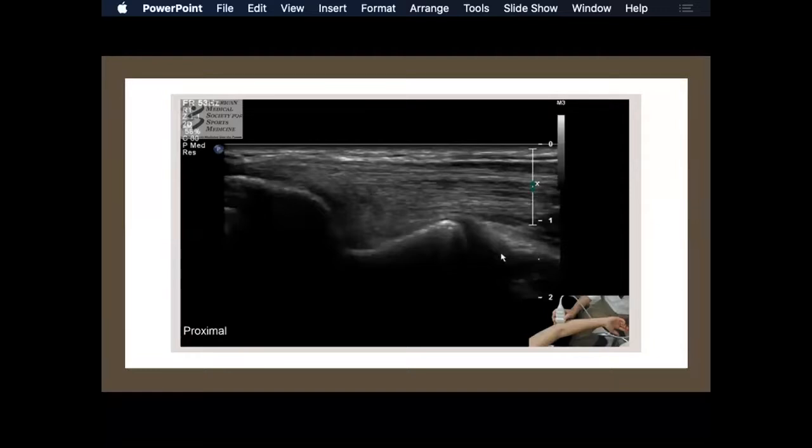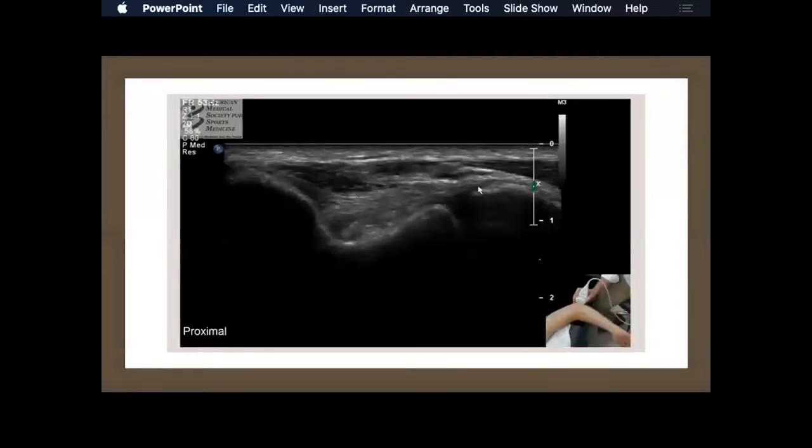So you're starting with what we call the ski slope image. So you have the medial epicondyle there with the common flexor. And then what you're going to want to do is slide a little bit more posteriorly and then flex the elbow to about 90 degrees. You can go to the next slide.